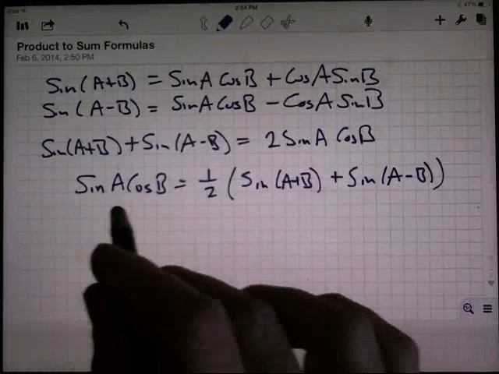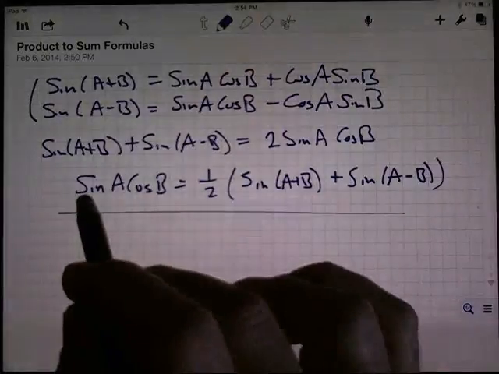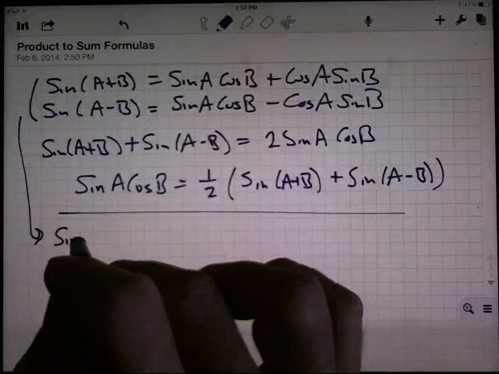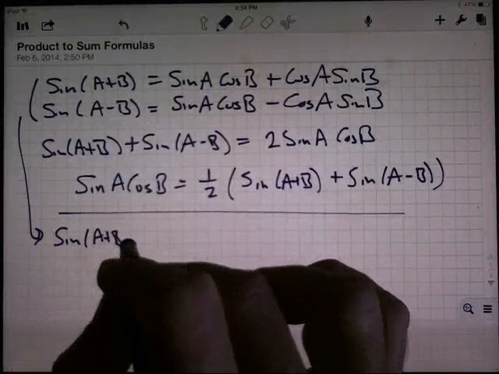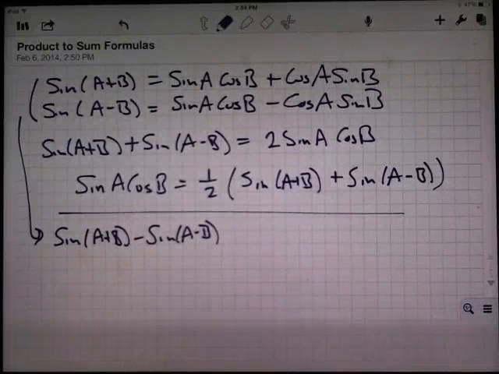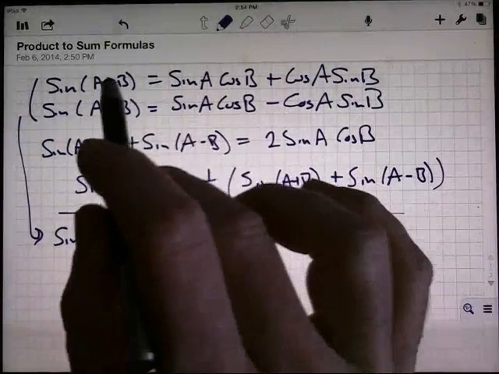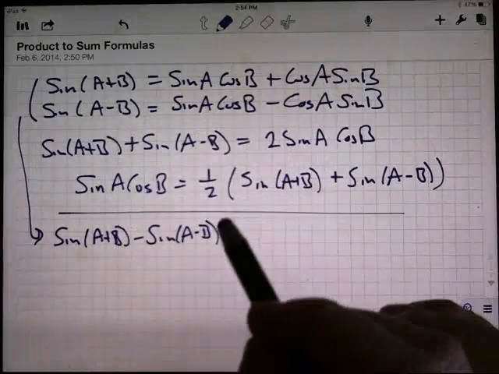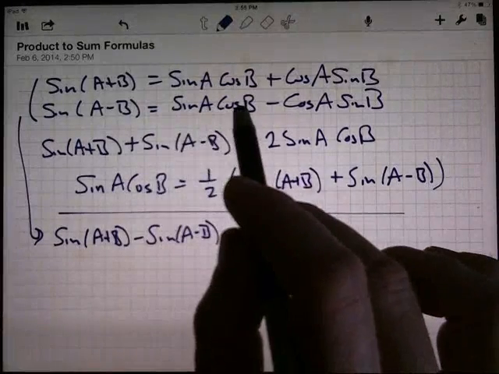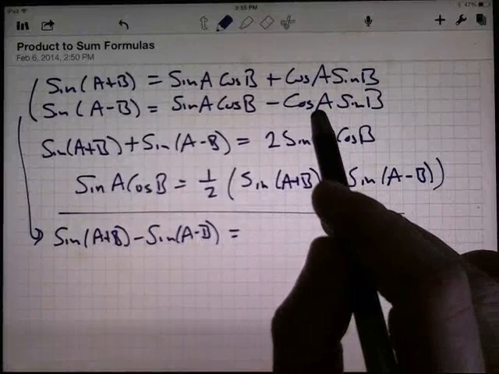The second product to sum formula, I'm going to use the same two identities as I did before, but rather than adding them, this time I'm going to subtract them. So I have the sine of a plus b minus the sine of a minus b. Okay, so what happens here? When I subtract these sides, the top stuff minus the bottom stuff, this time I've got a sine a cos b. Now I'm subtracting sine a cos b, so that goes away. I've got a cos a sine b, and I'm subtracting negative cos a sine b.